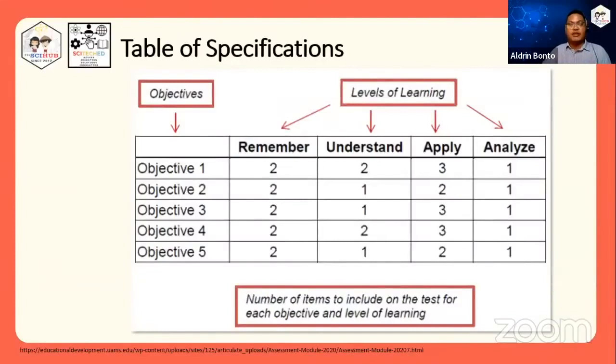We have here the TOS. Here you can see the objective based on your lesson. And we have this one: remember, understand, apply, and analyze. And we have here the number of items for each of the levels of learning.